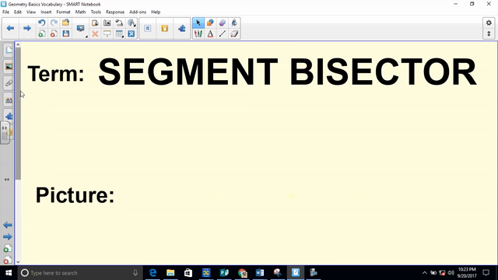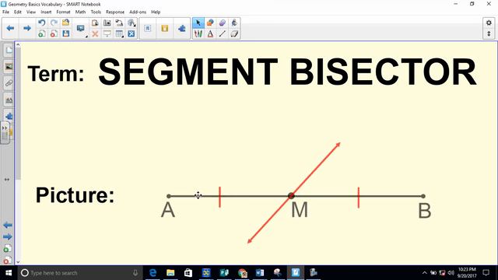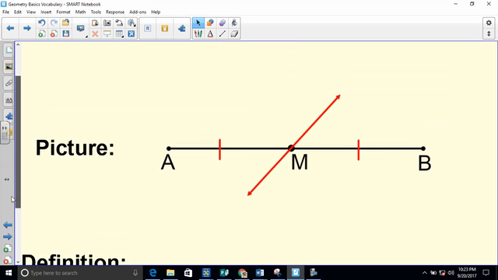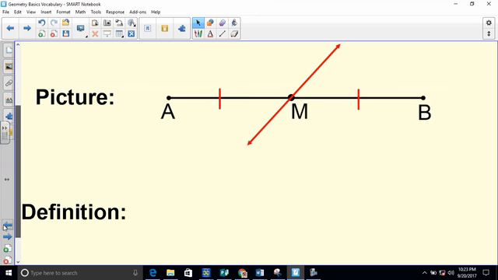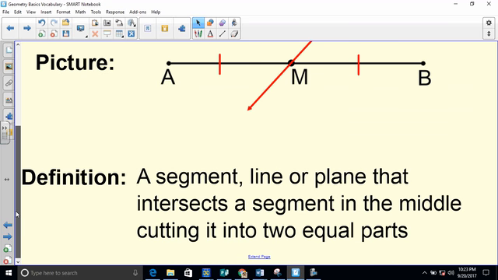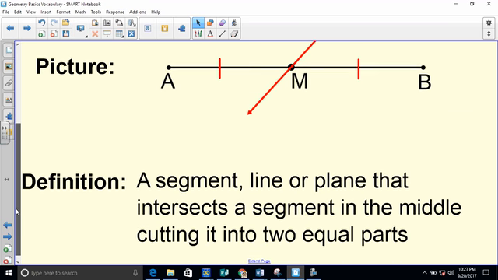And then a segment bisector, along the same lines, is going to cut a segment in half. It's going to cut it and make two equal parts. So basically, by definition, it's a segment, line, or plane that intersects a segment in the middle, cutting it into two equal parts. Because remember, a segment doesn't go on and on. They have endpoints.